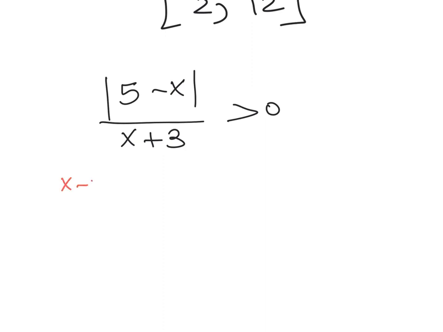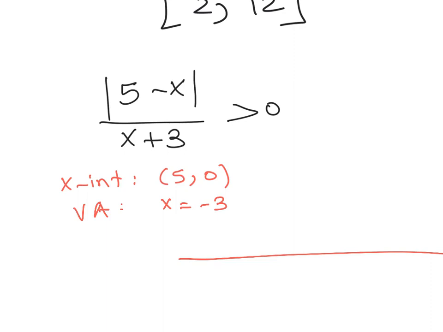First of all, think of the x-intercept. What makes the top of this fraction 0? If x is 5, then 5 minus 5 is 0. So that's your x-intercept. The vertical asymptote is x equals negative 3. So if I put that on the number line, at negative 3, I'm going to have a dotted line.